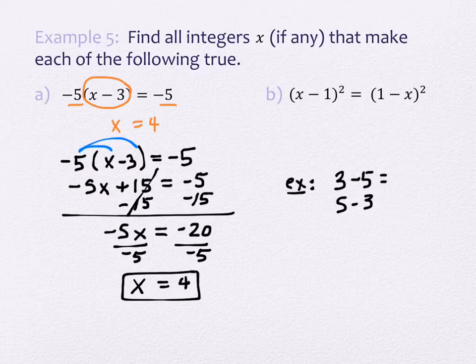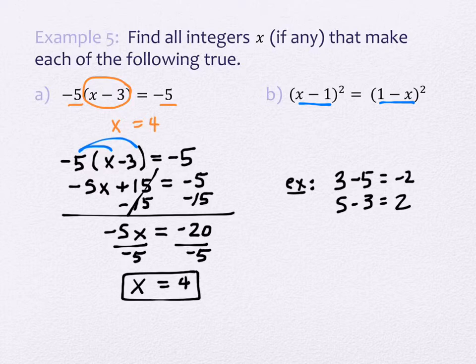3 minus 5 is negative 2, and 5 minus 3 is positive 2. The numbers are exactly the same. It's the signs that are different, right? Everybody remember that? So what's going to happen inside these parentheses when we subtract?